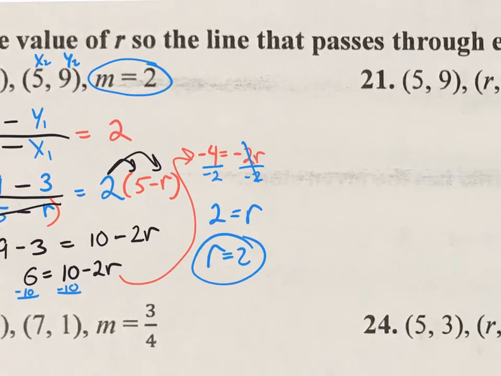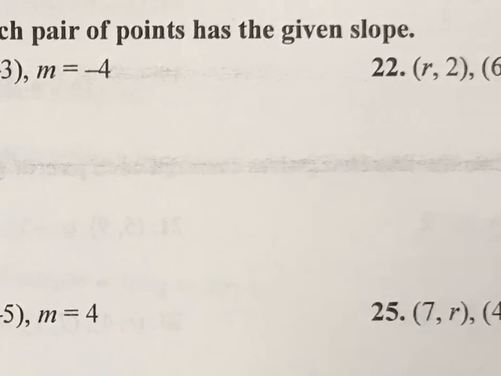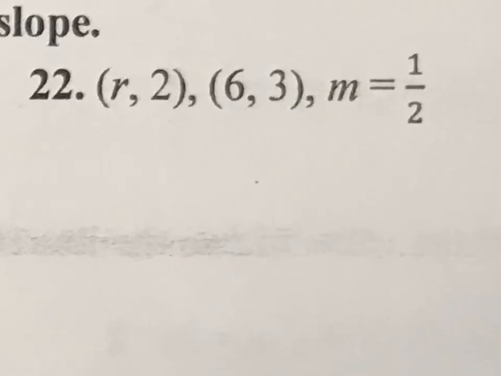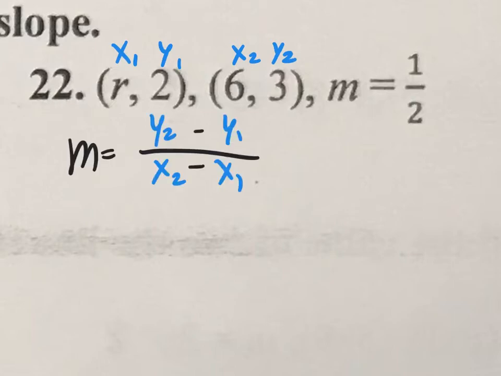Let's try another one. Let's try number 22. That one has a fraction as a slope. Let's try that one. Again, we're going to label the coordinates. We are going to write down our formula. And we're going to plug in our values. Once again, we know that this formula gives us a slope, and the slope is 1/2.